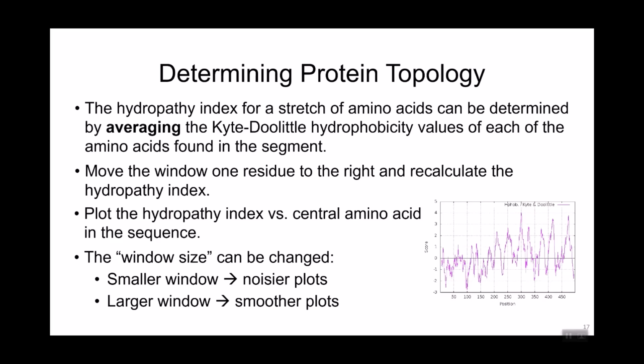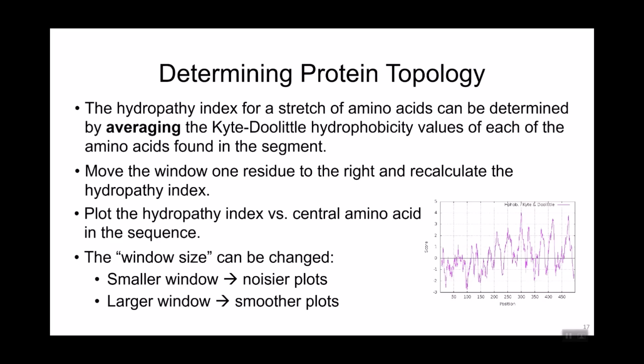What you would do is add up the values for each amino acid in a segment of known length, then divide by the number of amino acids used to calculate this average hydropathy index. You would then slide the window that you used for the segment, where the window is how many amino acids you are averaging. You'd slide it one residue along the chain and then recalculate the average hydropathy index. We can then plot the results where you would use the central amino acid in your window as the X value and then plot the hydropathy index on the Y-axis.